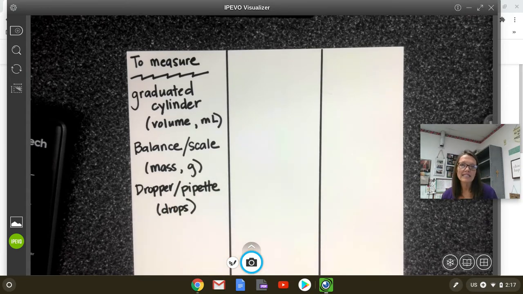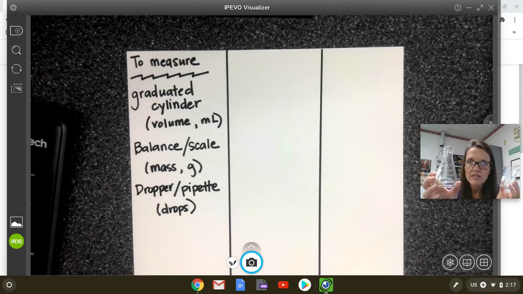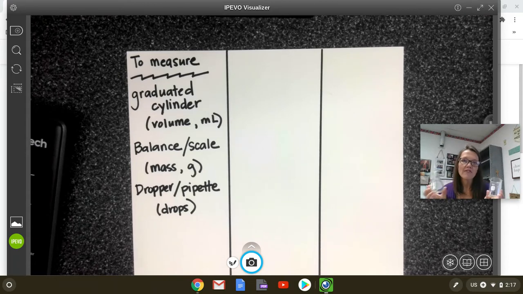Now, notice that I did not show you a beaker under measuring. Okay, so I'm going to show you a beaker right now. And I'm also going to show you a flask. So this is a beaker. And notice that it does have markings on it. And this is a flask. Notice that it has markings on it. But these are not for measuring, at least not accurately. So even though they have markings, you cannot use these to get a number that you can use for calculations. This just kind of gives us a rough estimate.